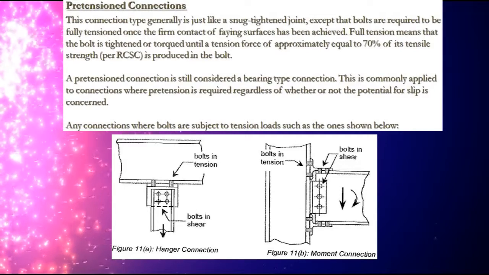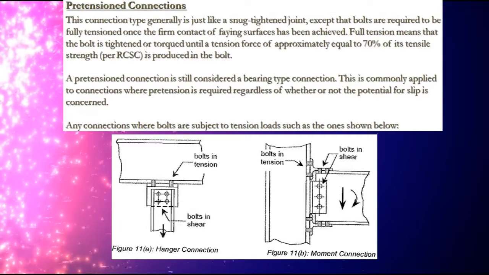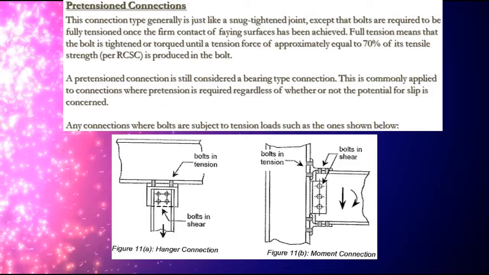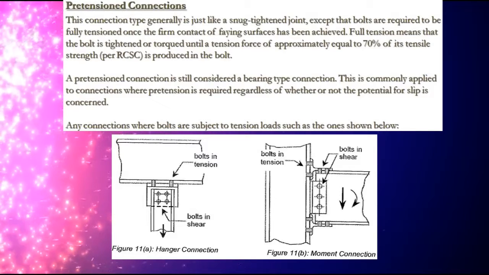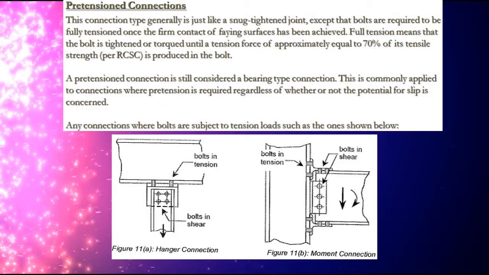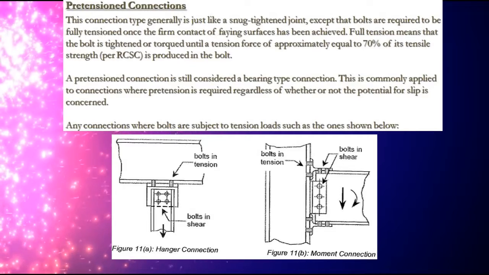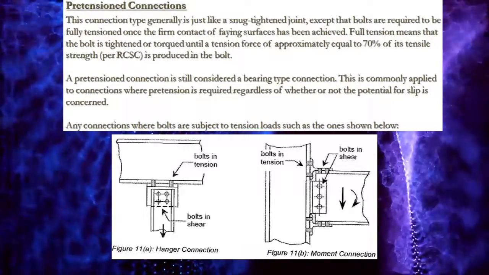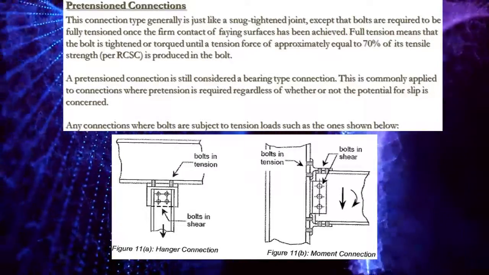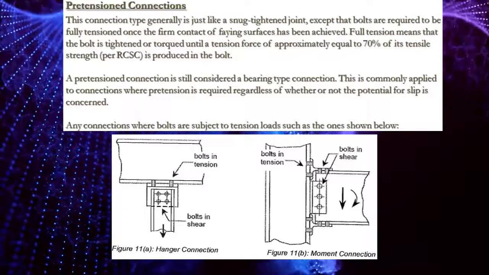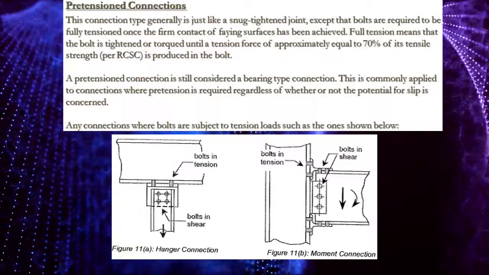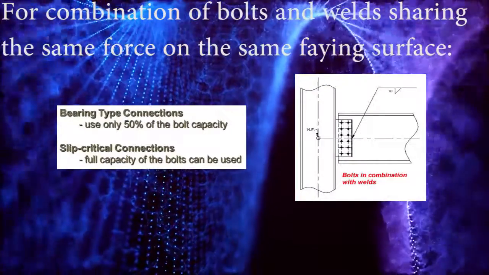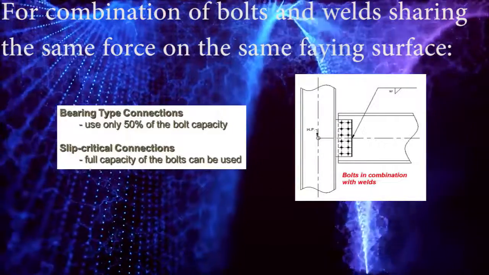Pretensioned connections. This connection type generally is just like a snug tightened joint, except that bolts are required to be fully tensioned once the firm contact of faying surfaces has been achieved. Full tension means that the bolt is tightened or torqued until a tension force approximately equal to 70% of its tensile strength, per RCSC, is produced in the bolt. A pretensioned connection is still considered a bearing type connection. This is commonly applied to connections where pretension is required regardless of whether or not the potential for slip is a concern. The combination of bolts and welds sharing the same force on the same faying surface.